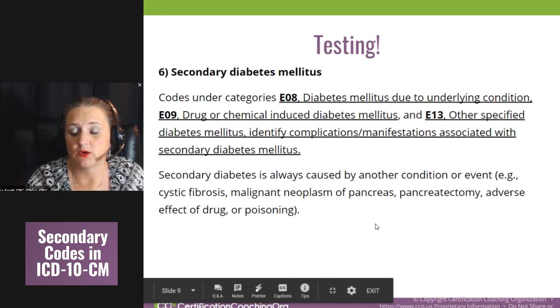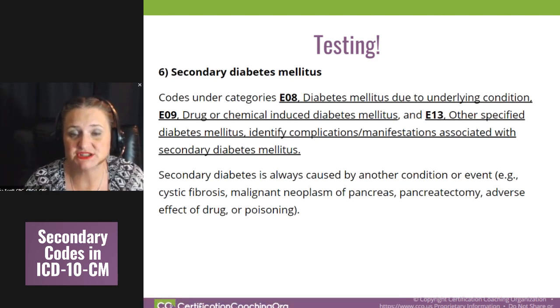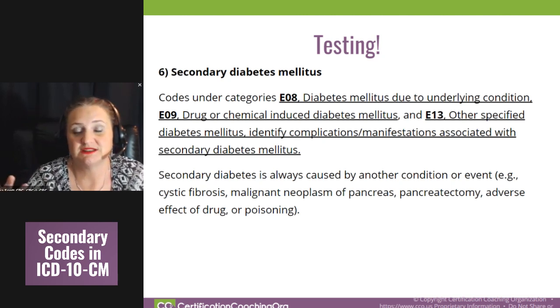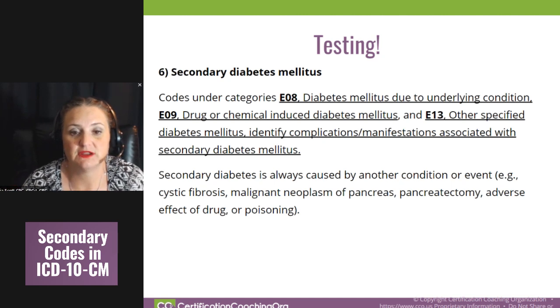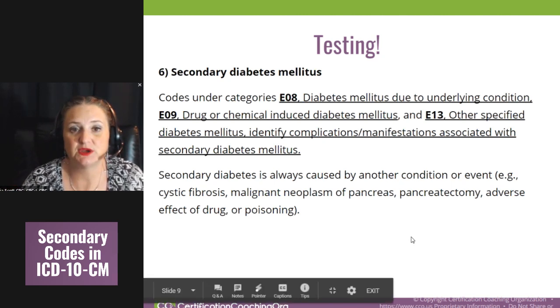Unspecified means we don't have documentation to tell us. So if we have documentation that the patient is diabetic, but we don't know if they're type 1, type 2, or any other type of diabetes, then it's E11.9 because it's unspecified. And we default to type 2.